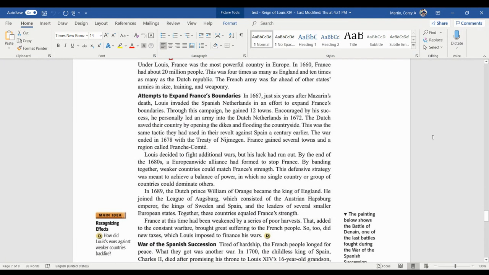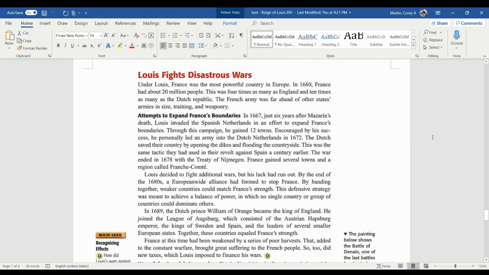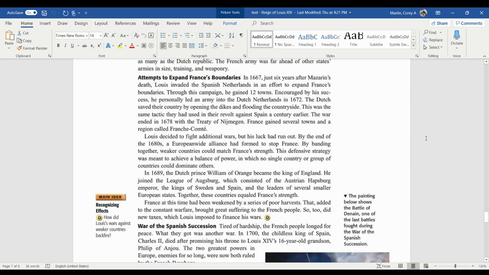Louis fights disastrous wars. Under Louis, France was the most powerful country in Europe. In 1660, France had about 20 million people. This was 4 times as many as England and 10 times as many as the Dutch Republic. The French army was far ahead of other states' armies in size, training, and weaponry.